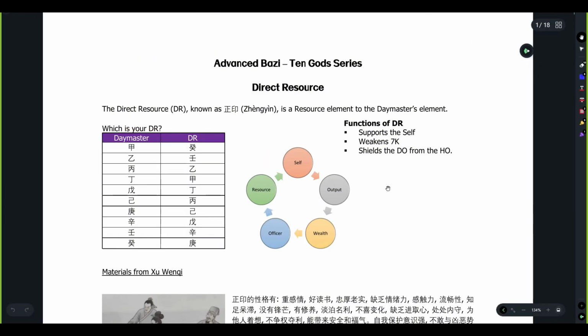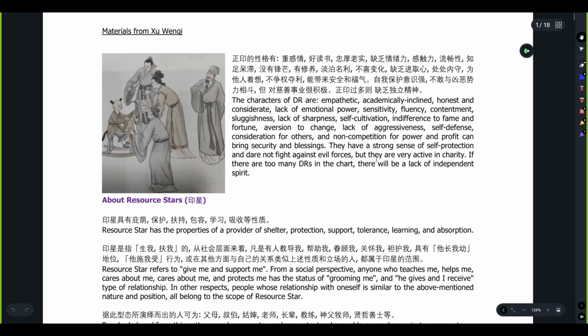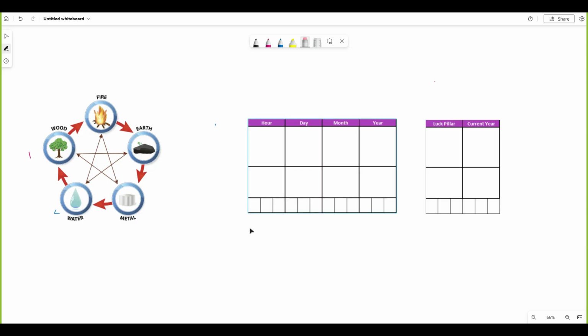Alright, so welcome to part 3 of 3 on direct resource. As we recap this particular series, we would have completed the second of the 10 Gods series. So with the materials that you have, let us recap the checklist to find out what are the crucial things that we need to have.